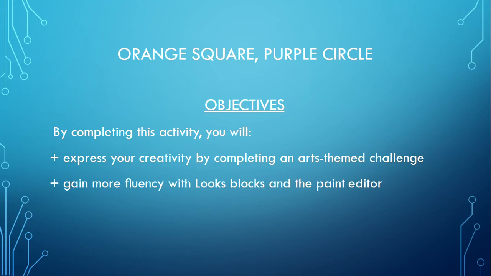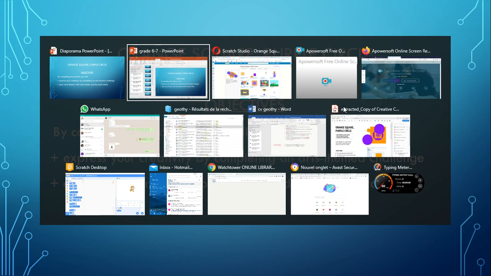Today we're going to have a brand new project named Orange Square and Purple Circle. The objective of this part is that by completing this activity, you will be able to express your creativity by completing an art themed challenge. And also you'll gain more fluency with Looks blocks in the Paint editor. So it means we're going to create a project that's going to feature only two main sprites, an orange square with a purple circle. So let's go and see how it looks.